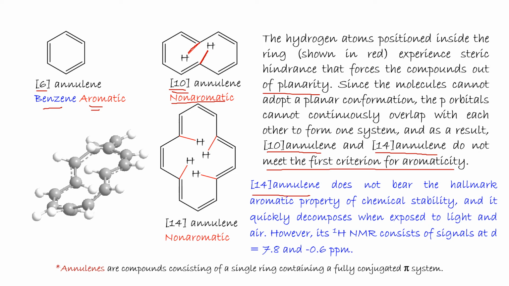It quickly decomposes when exposed to light and air, even though in the proton NMR it showed the hydrogens at 7.8, which is downfield in the aromatic area. So you will find that when books talk about the 14-annulene, in some books they put it as aromatic, in others non-aromatic. But at least you know why.